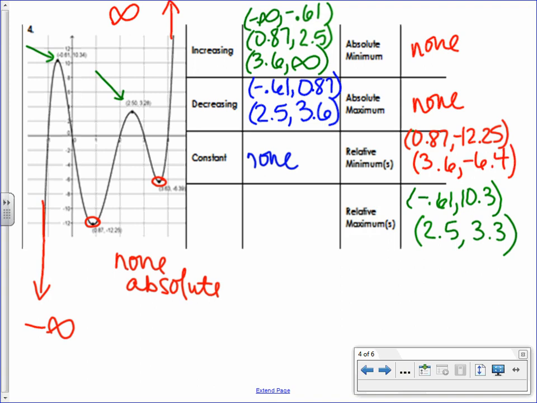So there we go. This one had a whole lot going on. It had 3 intervals of increase. It had 2 intervals of decrease. We still had no constant. Since we had infinities, we couldn't have any absolutes. But then I had 2 relative minimums and 2 relative maximums.